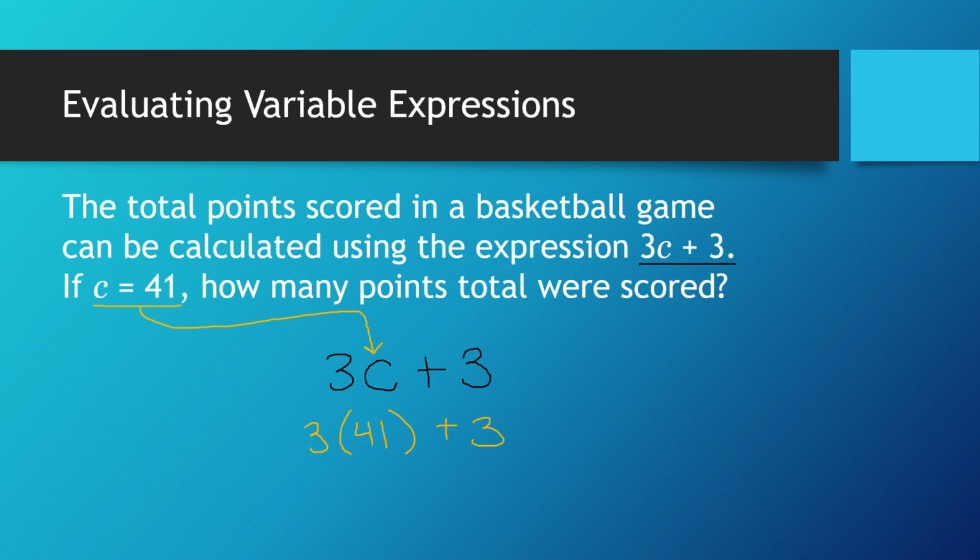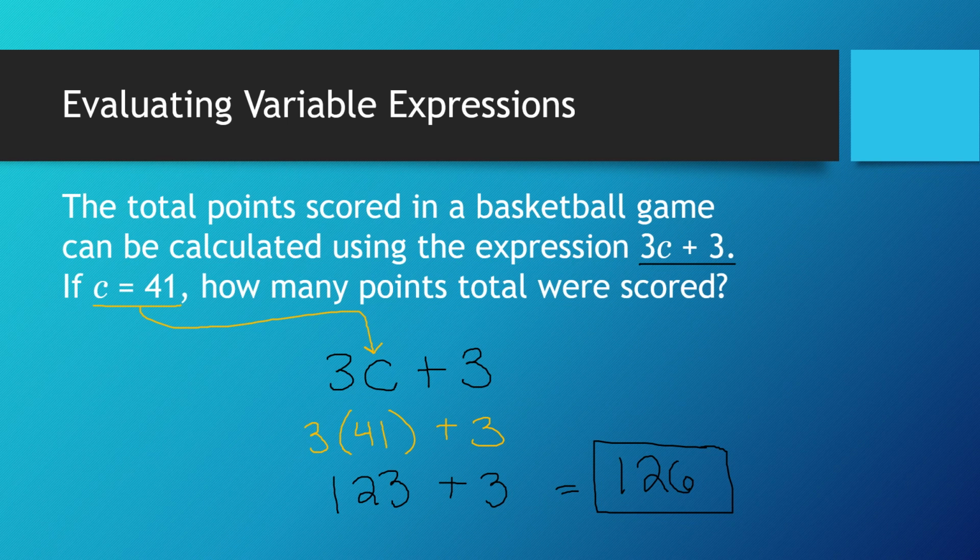I always follow my order of operations, so I'm going to multiply before I add. 3 times 41 is 123, and then when I add 3 more points, I get a total of 126 points in this game. That's from both teams.